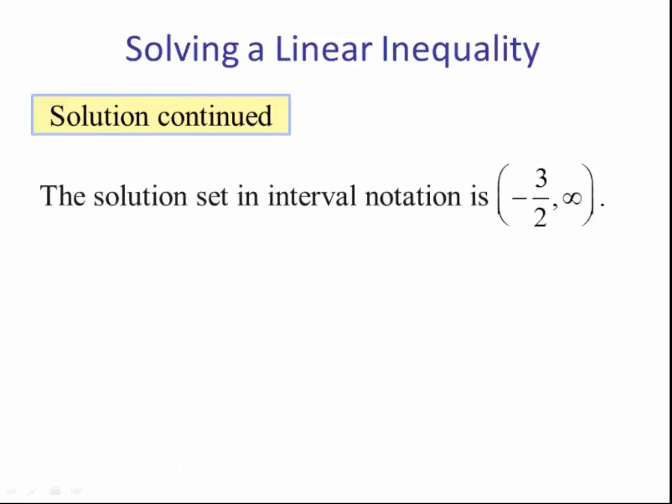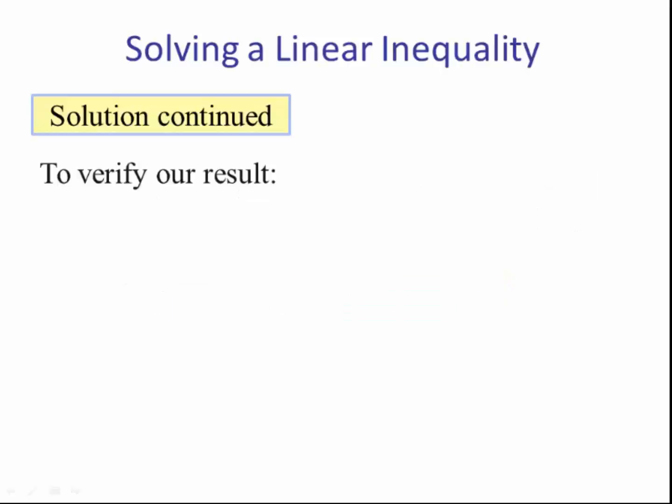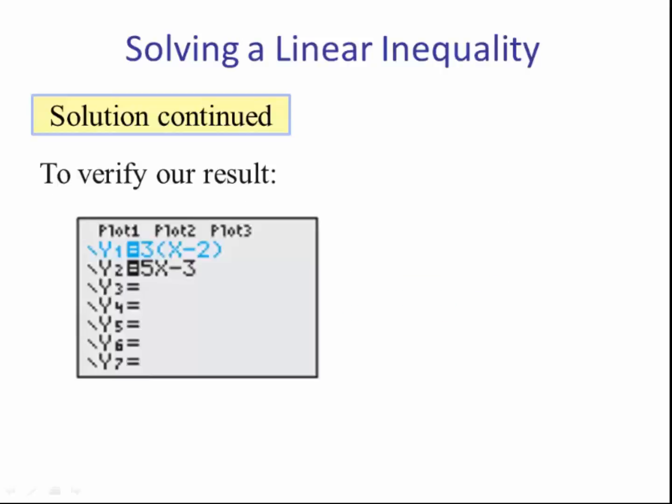In interval notation, we have parentheses negative 3 over 2, comma, infinity, parentheses. This is the graph. All numbers greater than negative 3/2. Again, we can verify this by using the graphing calculator. We type in the left-hand side of the inequality in y1. We type in the right-hand side of the inequality in y2.